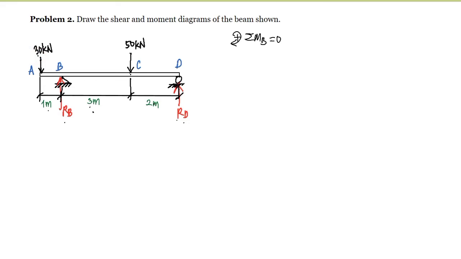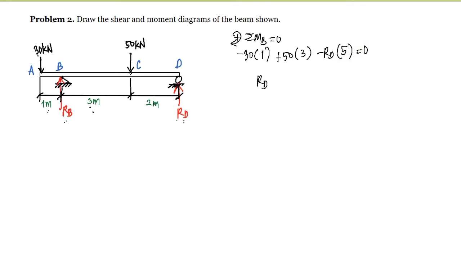This 30 kilonewton here will create a counterclockwise rotation. So we have here negative 30 multiplied with the moment arm, which is equal to 1 meter. This 50 kilonewton will create a clockwise rotation, so we have here plus 50 multiplied by the distance of 3 meters. And this RD here will create a counterclockwise rotation, so we have negative RD multiplied by the distance of 5 from point B. This is equal to 0.